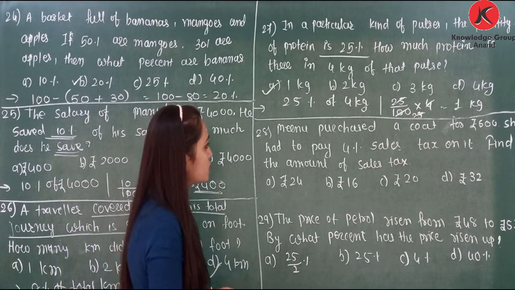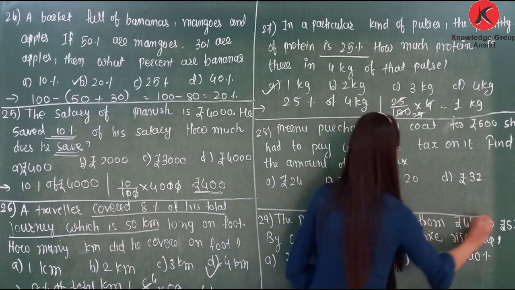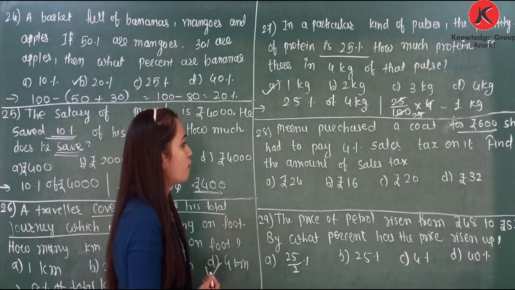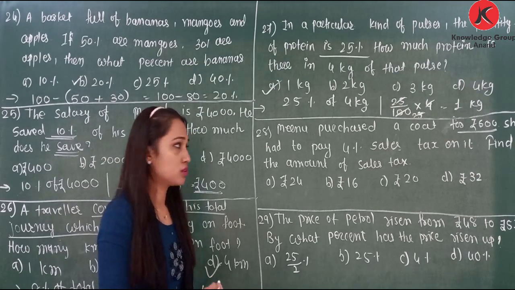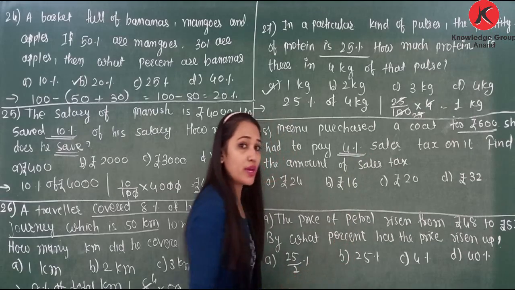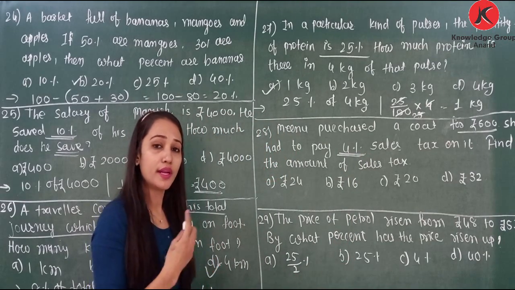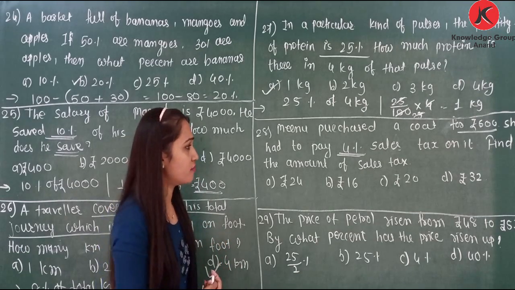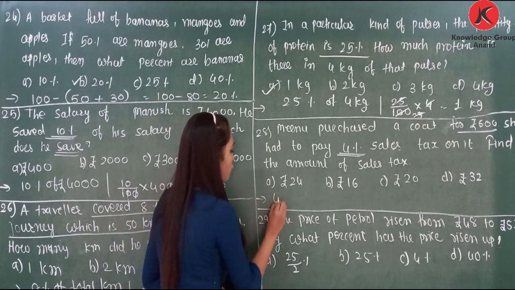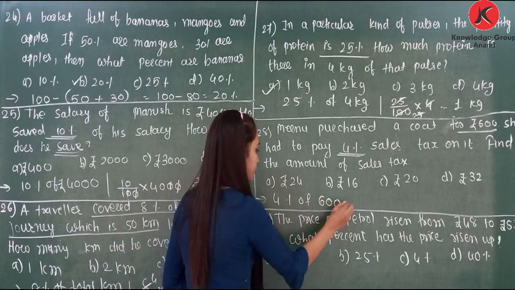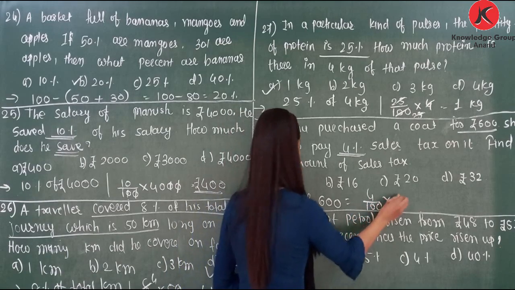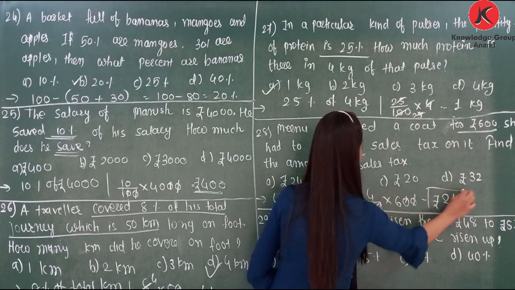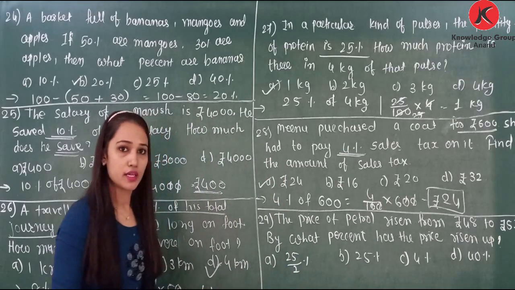Next, Meenu purchased a coat for ₹600. She had to pay 4% sales tax on it. Find the amount of the sales tax. 4% is sales tax, so you can use the equation: value added tax is equal to value added divided by cost price or original price multiplied by 100. So that will be 24, or you can directly write 4% of 600. So 4 divide 100 multiply 600. So that is rupees 24. So option A will be your answer.